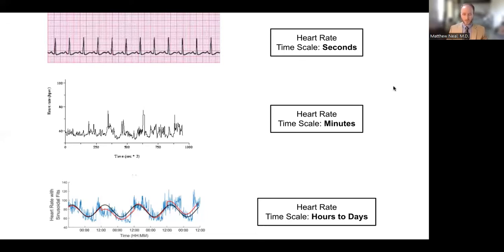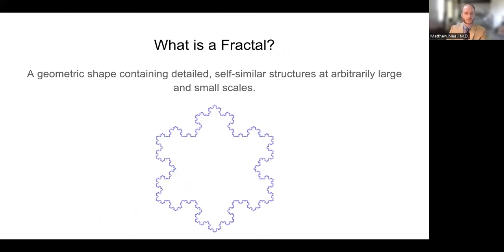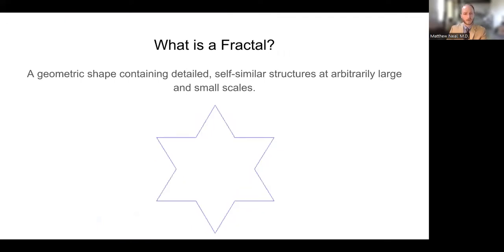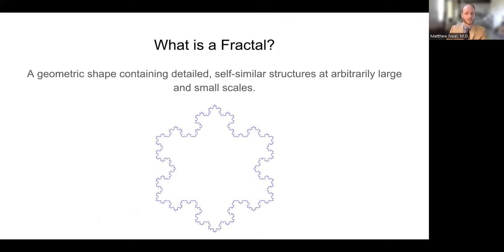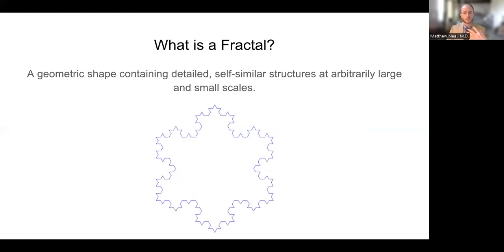So size or time scales, depending on the one you use, are going to affect what you see and what patterns are available to you. Which brings us to the idea of a fractal, which I'm sure some of you are familiar with. It's a geometric shape containing detailed and self-similar structures at arbitrarily large and small scales. So here's an example of the construction of a Koch snowflake. You're essentially adding smaller versions of the original triangle onto the shape itself over and over again, so that no matter how far you zoom in or out, you're still seeing essentially the same shape.